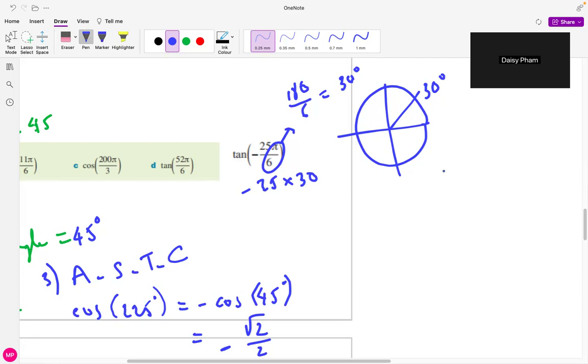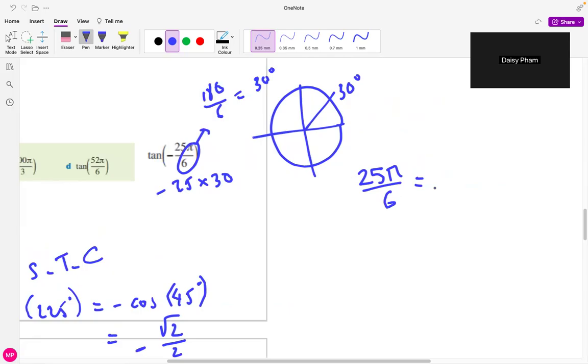So how do we break them up if the angle is big? What we do is we do division. Break them up: 25 pi over 6. If you do a mixed number, 6 goes into 25 four times, and the remainder is 1. So 25 pi over 6, you can break it up as 4 pi and 1 pi over 6. Okay, that's how we think about it.